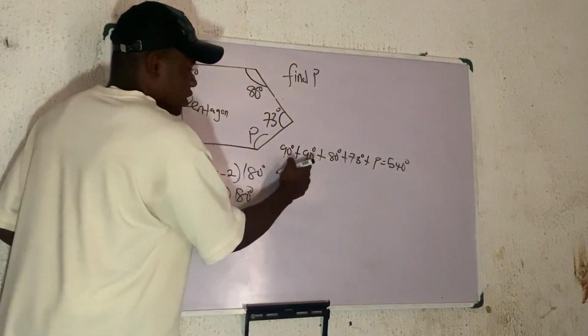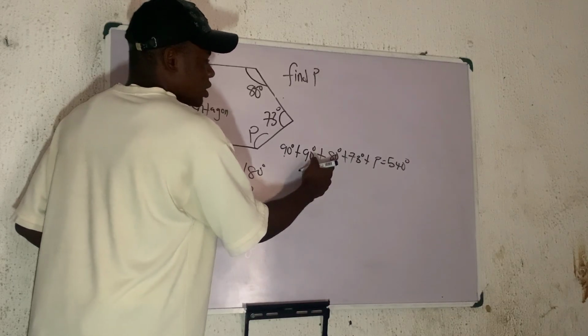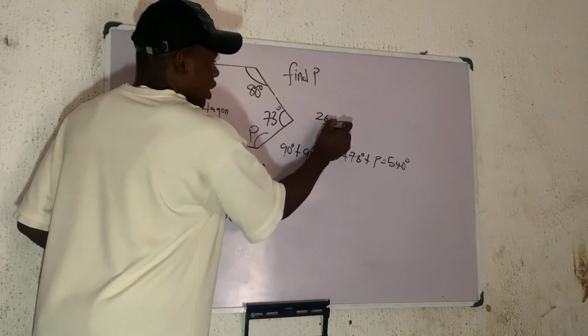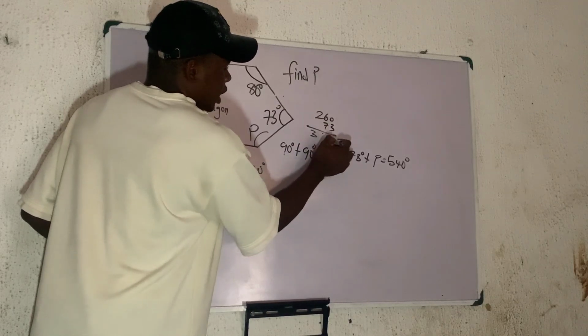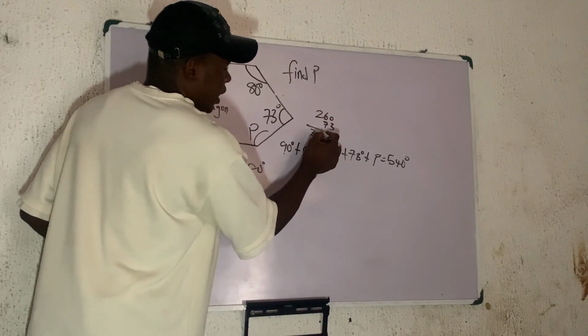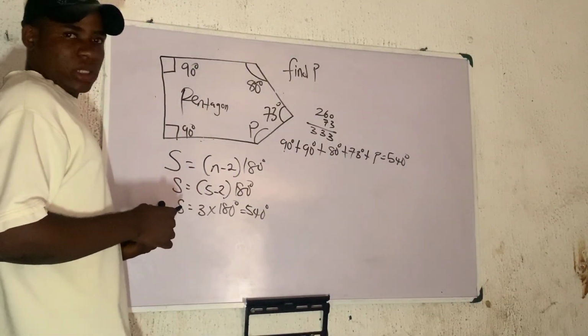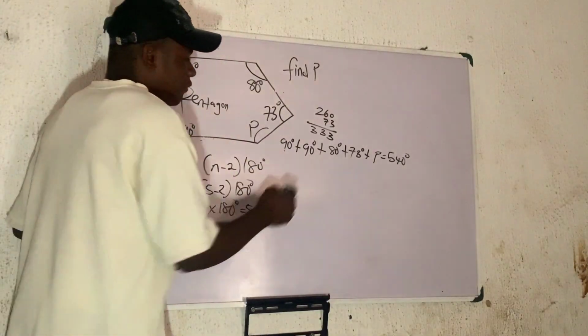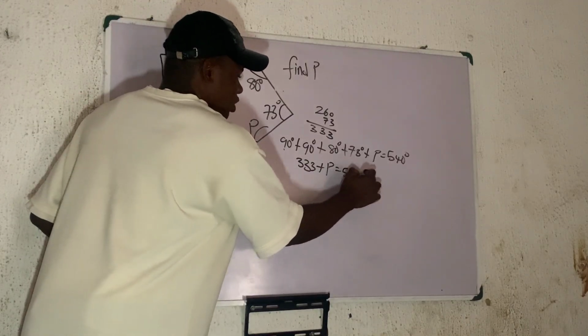So I have 90 plus 90, 180. 180 plus 80, that's 260. 260 plus 73, that's 333. Does it make sense? So I have 333 plus P is equal to 540 degrees.